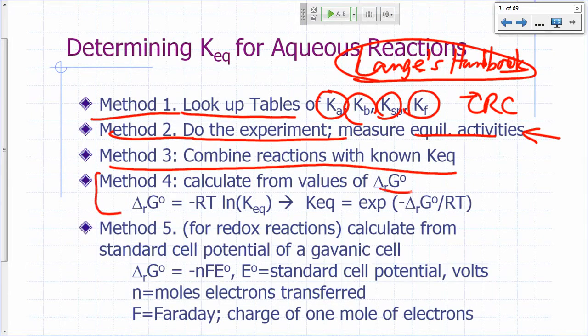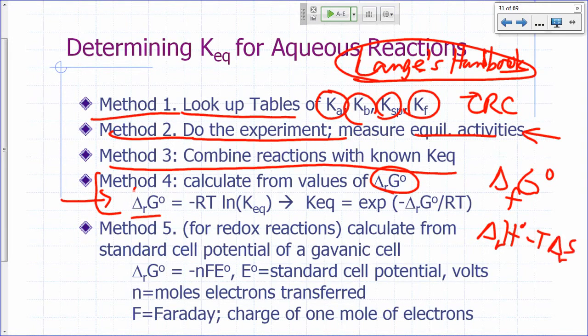Another method is you can calculate it from the standard Gibbs energy of reaction. We talked about this already when we did the second and third law of thermodynamics. Okay, delta G naught, you can look that up from tables. Actually, you can calculate that from the table of delta G formation values, right? Or you can say that that's delta H of reaction minus T delta S of reaction, okay? And from that, you can calculate your K_eq. So K_eq will just be e to the negative delta G naught over RT.